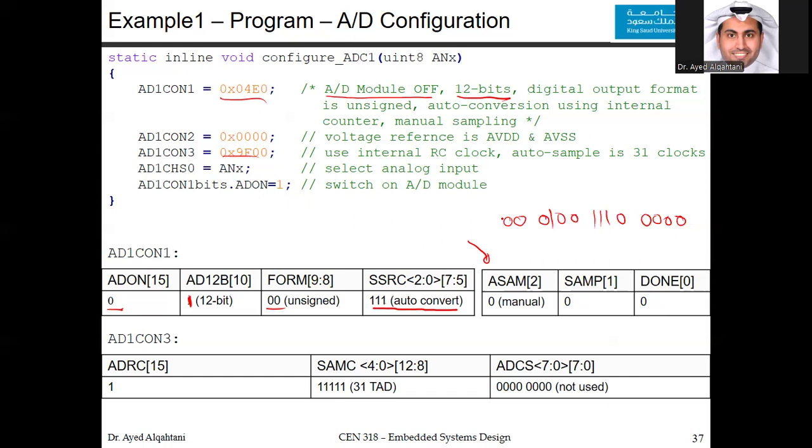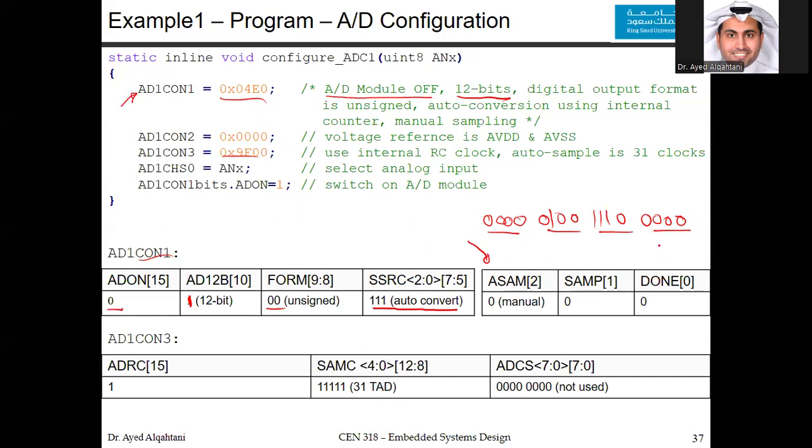And at the end, you have bit number 15 is equal to 0. So right now, the analog to digital converter is off. And this is what we have, 0, E, 4, 0. And that's what we write down here. That's for the control register. So you need to work it out.